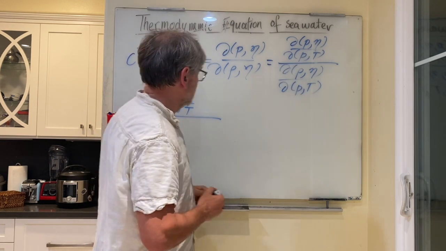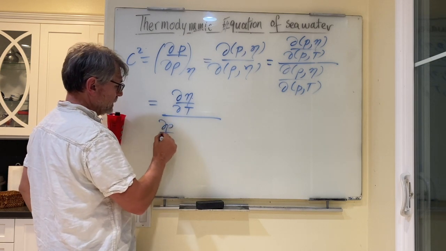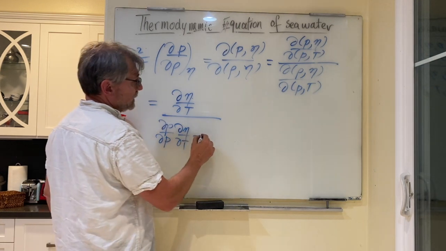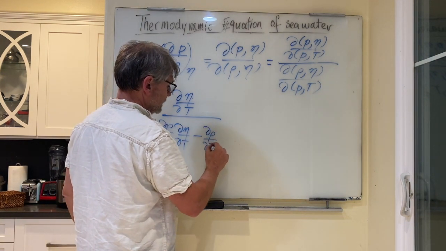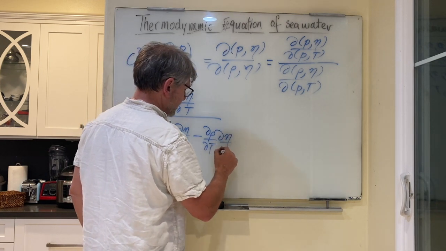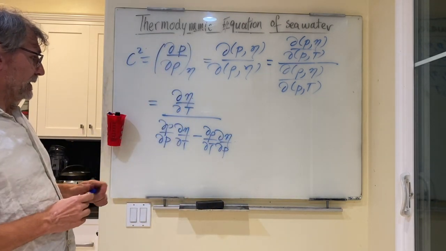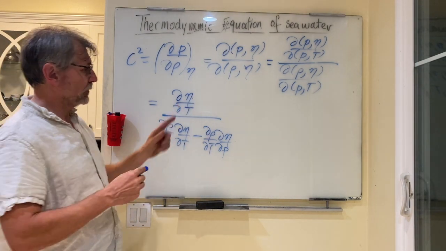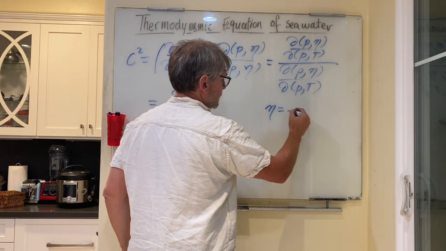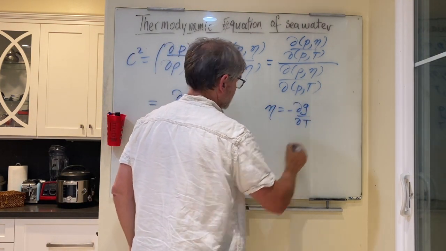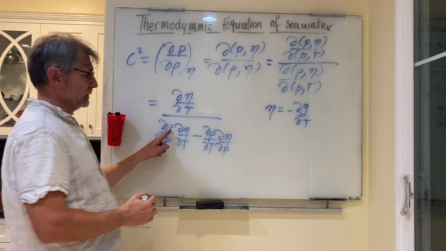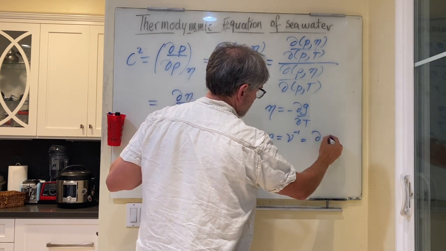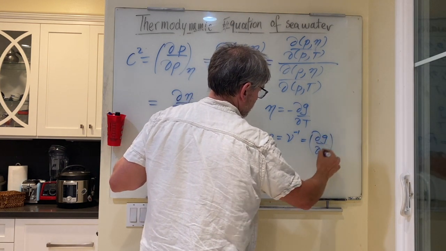the Jacobian determinant. So that's d rho dp, d eta dt, minus d rho dt, d eta dp. And now to introduce the Gibbs function, we could use the fact that we've already expressed eta in terms of the Gibbs function, right? Remember, eta is minus dg dt, the derivative with respect to temperature. And similarly, we've also done the density, right? Rho is nu to the minus 1, which is equal to dg dp to the minus 1.